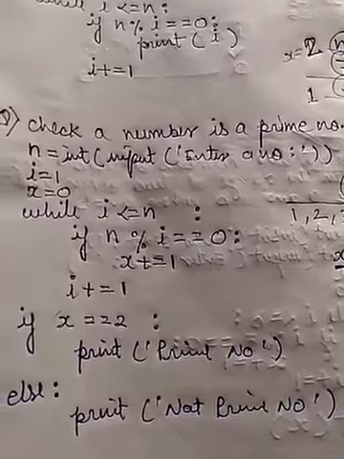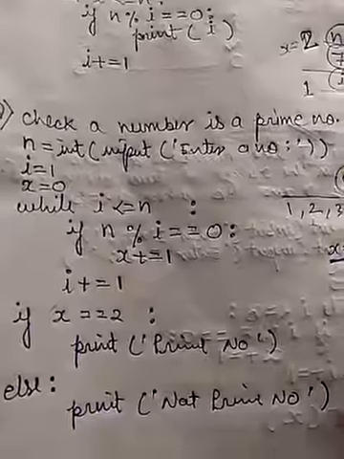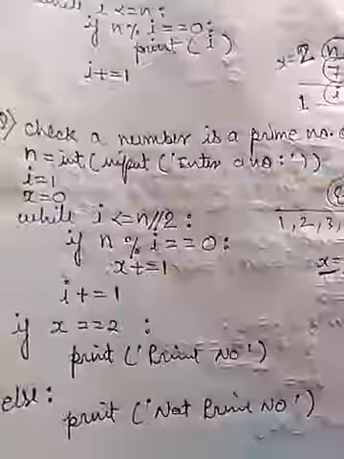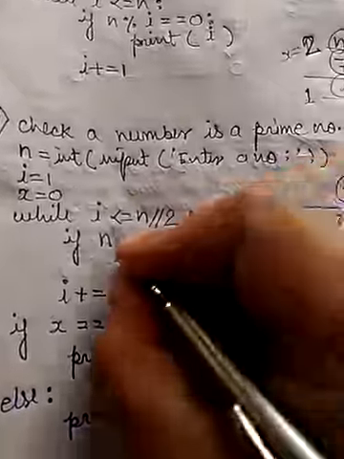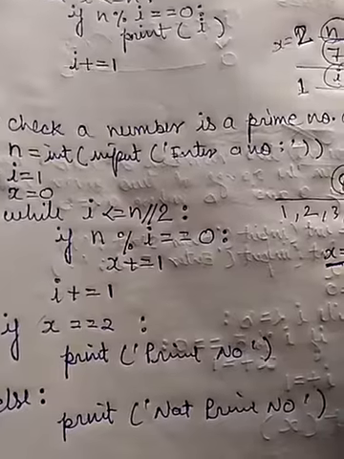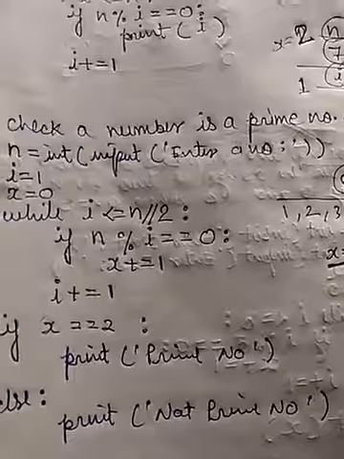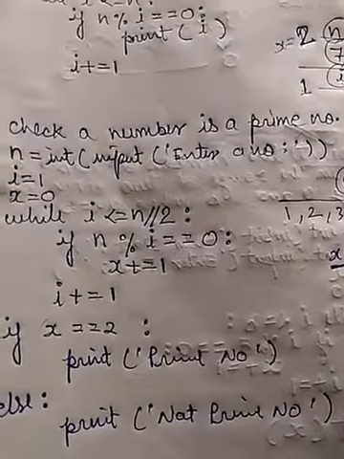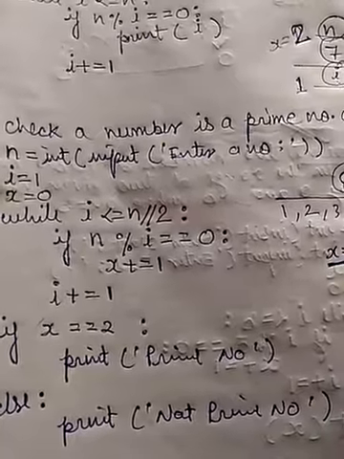So we can take the decision by checking the factors till n by 2, because all the factors are present till n by 2. If I want to check whether a number is prime or not, then I need not check the division till n number of times. We can check the division till n by 2. After n by 2, we will get the decision whether it is prime or not.